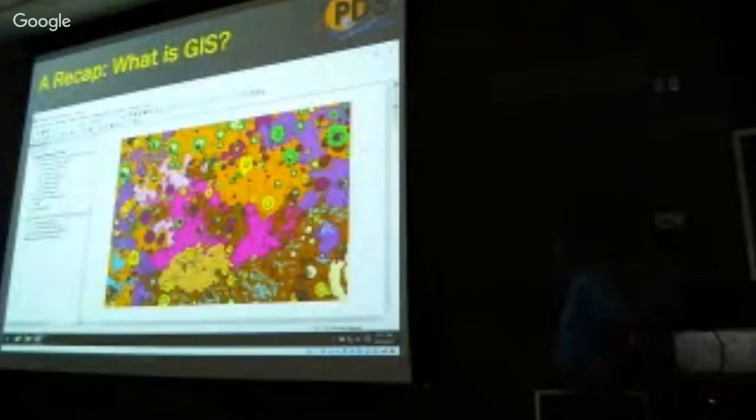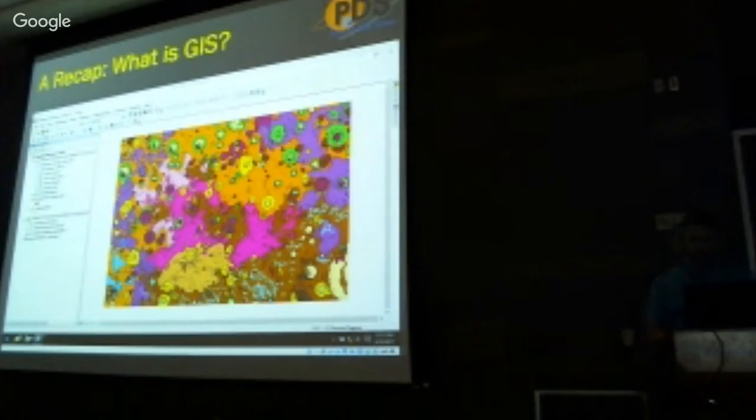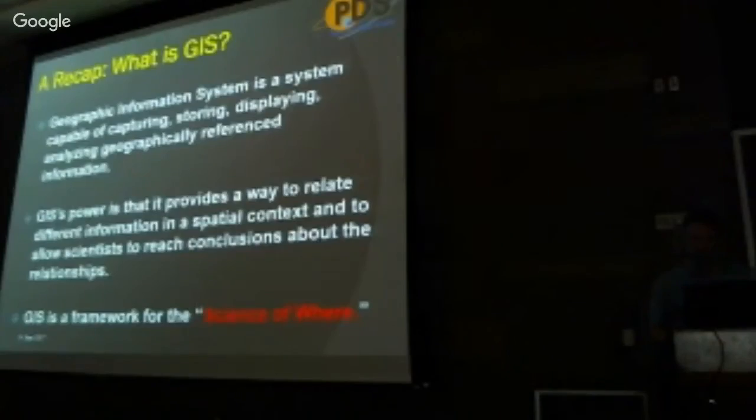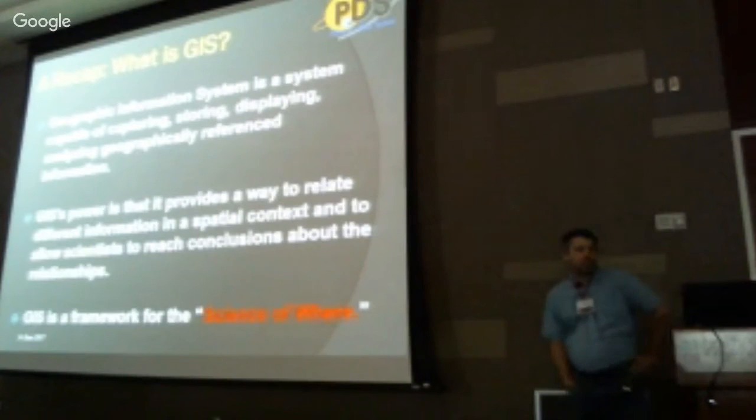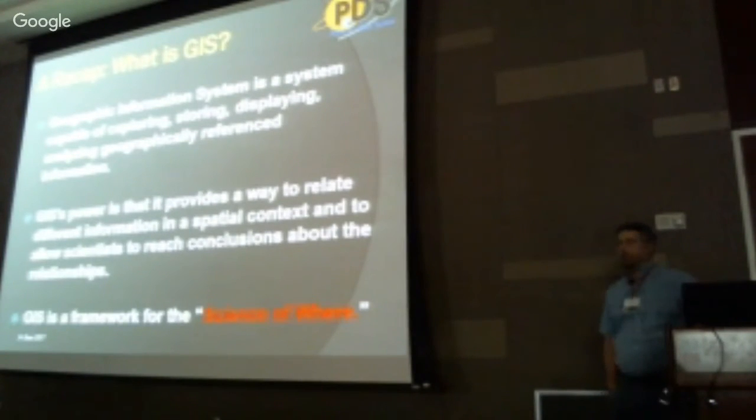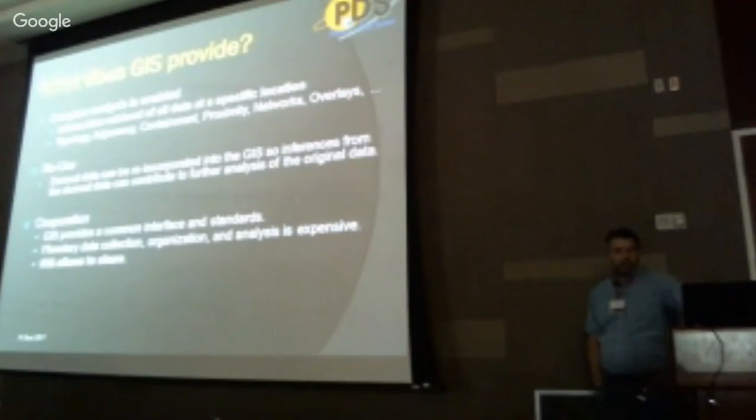Go right ahead. Most of you here know what GIS is, so I'm going to skip through the recap slides pretty quickly. GIS is a system capable of capturing, storing, displaying geographically referenced information. I'm stealing a line from Trent here. The bottom line is that GIS is a framework for the science of where. Where are things? How are they spatially related? How are they geographically related? What does GIS provide? Complex analysis is enabled, reuse can be enabled, and cooperation between teams for doing science.